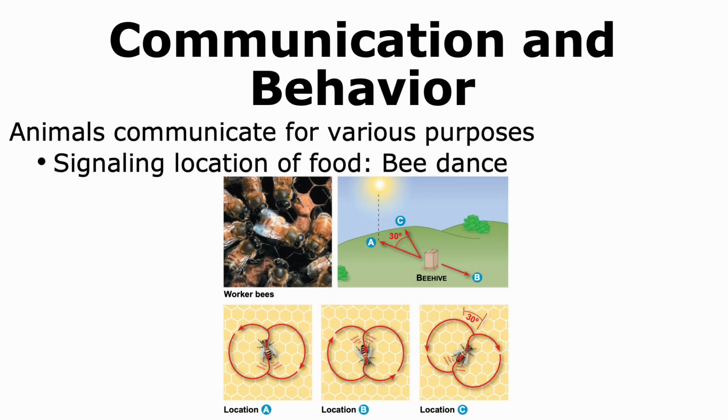Animals can communicate for various purposes. For example, they can signal the location of food. Bees do this very well by performing a type of dance that allows other members in the hive to know in which direction they should go in order to get food.